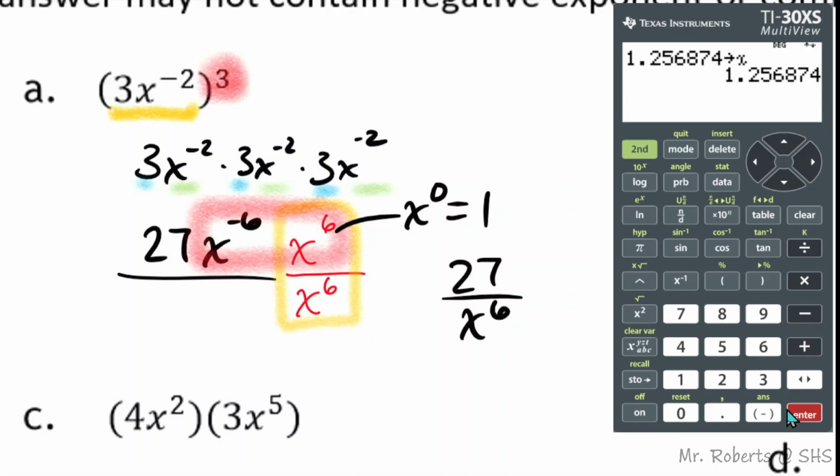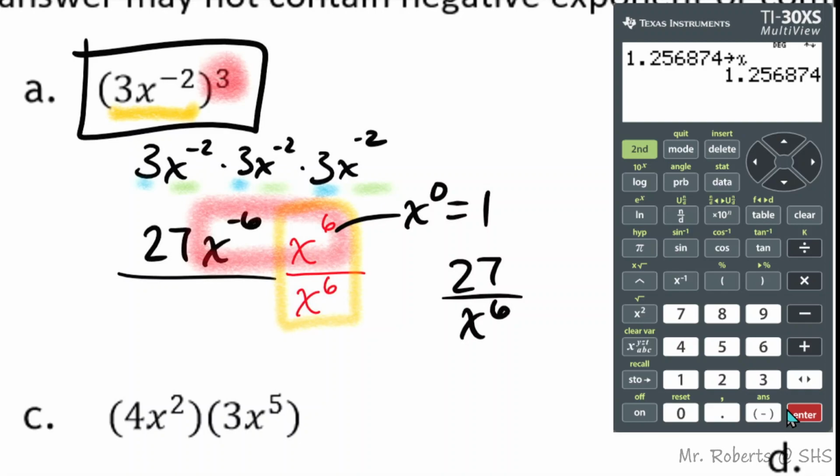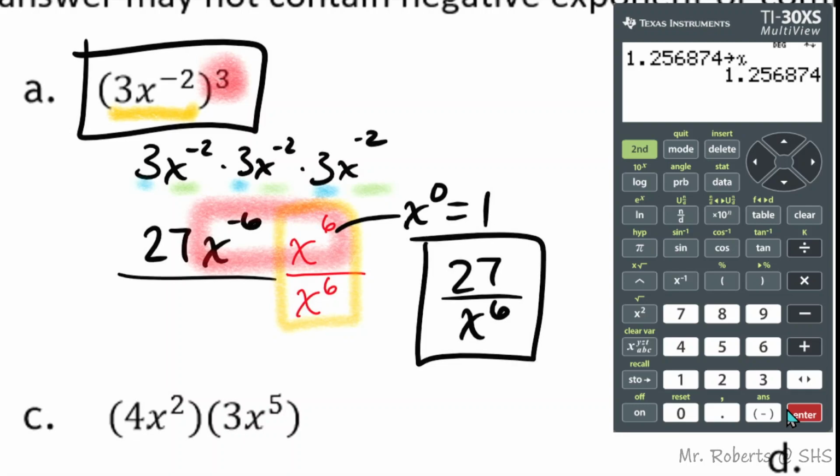What we are saying in our final answer is that this 3x to the negative second raised to the third power should be exactly the same as this. So I just want to see, are those really producing the exact same outputs for a given x? Here's an arbitrary x, 1.25, etc. Let's look at it. So I'm going to open paren.